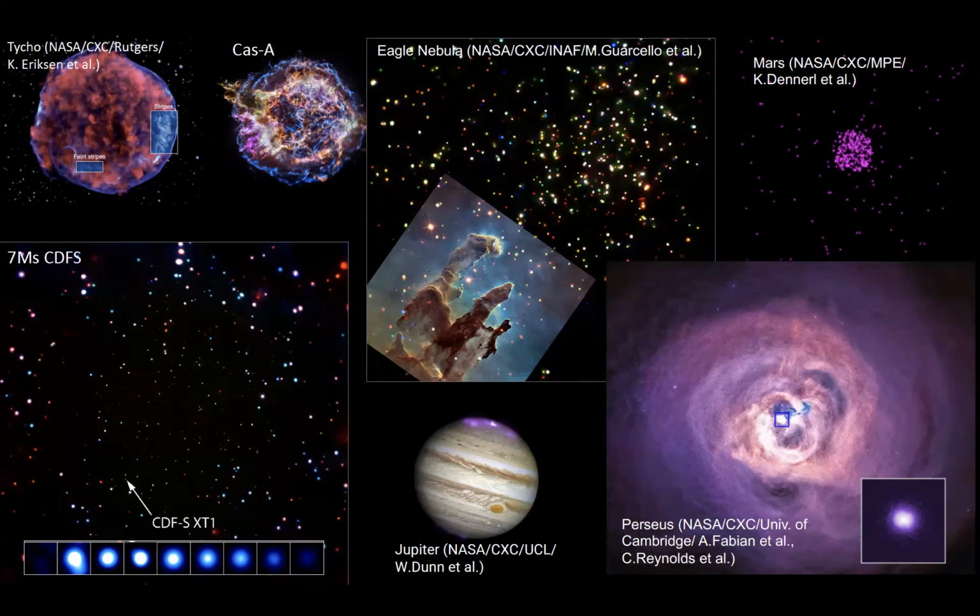So this is just a set of results from Chandra. I won't go through these. You can probably see your favorite one up here. Of course, we've got deep fields, we've got galaxy clusters and feedback. We have the Eagle Nebula and star formation. We've got even planets, Jupiter and Mars over there. So this is just to show you the reach of high resolution X-ray imaging.